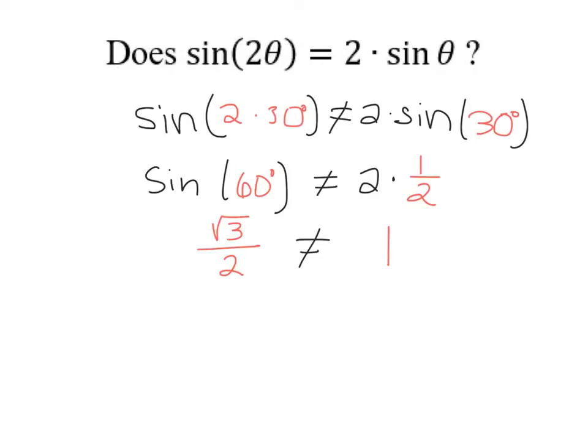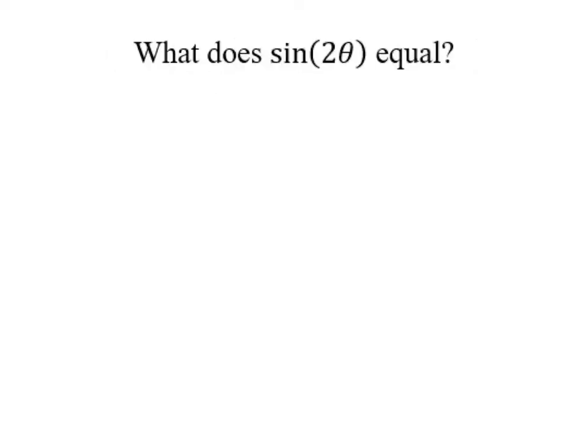Perhaps the easiest counterexample to check on this would be just use 30 degrees in place of theta. And we know the sine of 60 degrees, 2 times 30, is not going to be the same thing as 2 times the sine of 30. And we can see the results there. So, of course, the question becomes, what does the sine of 2 theta equal?